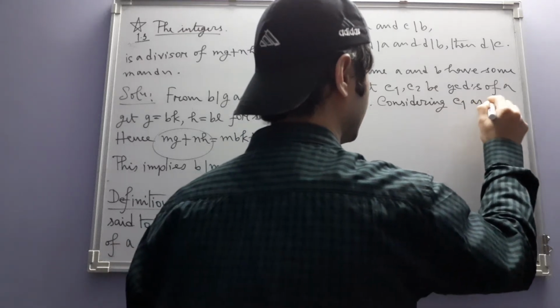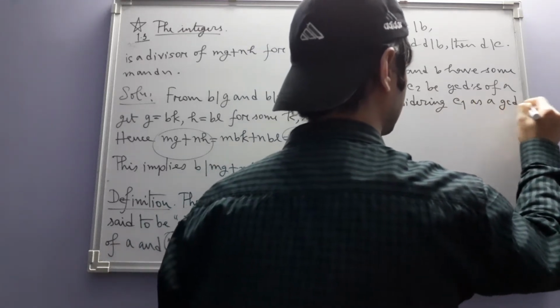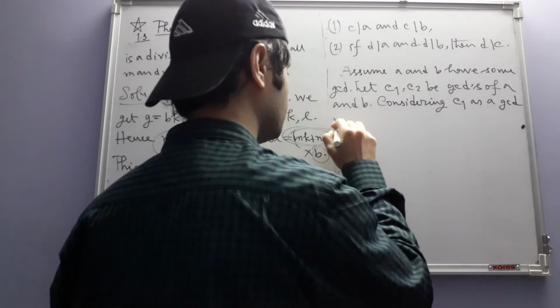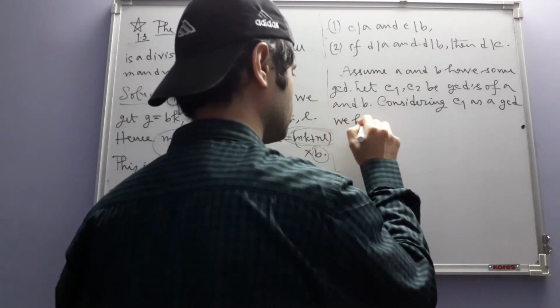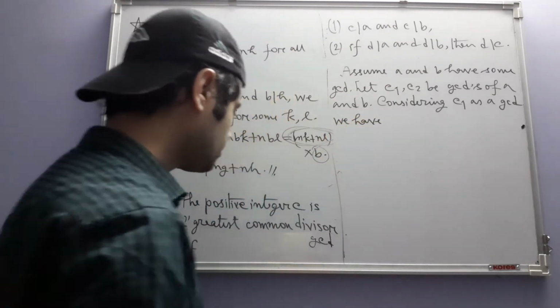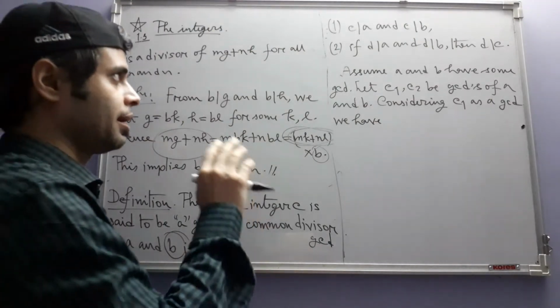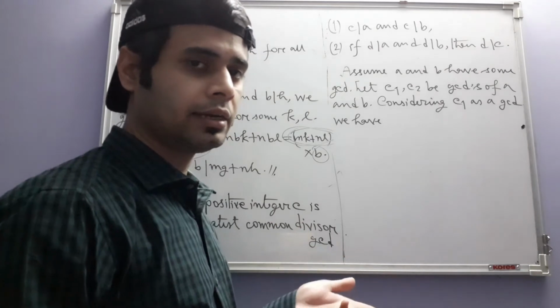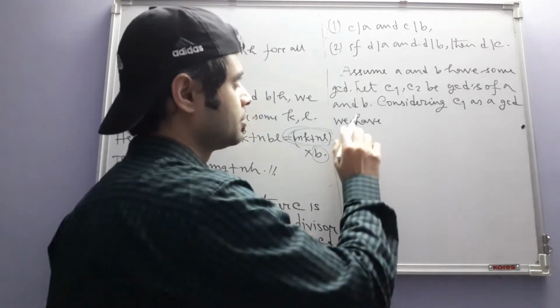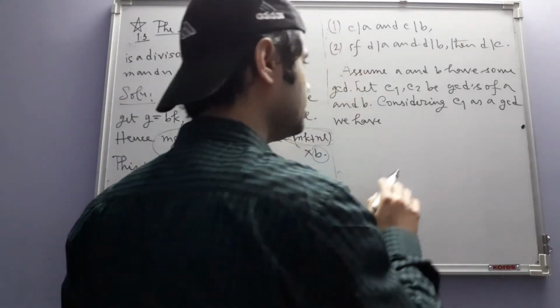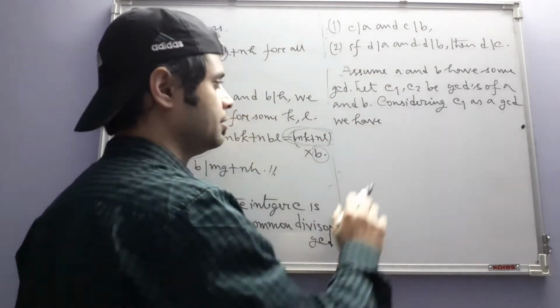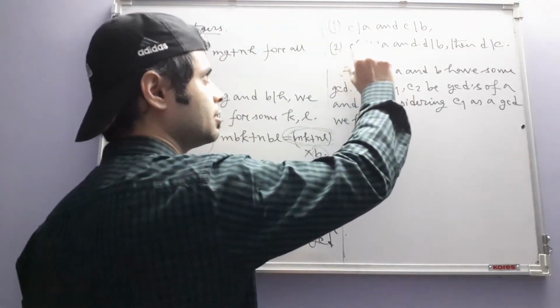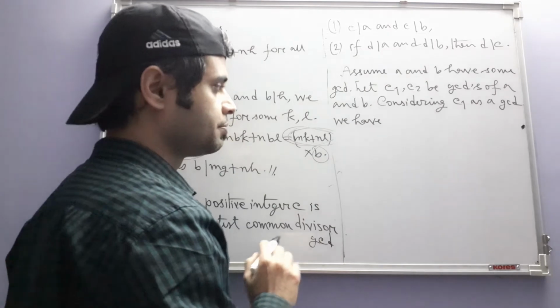C1 as a GCD, we have. Okay, so now I am considering that C1 is a GCD of A and B. Now since C2 is also a GCD, C2 will satisfy the first condition.